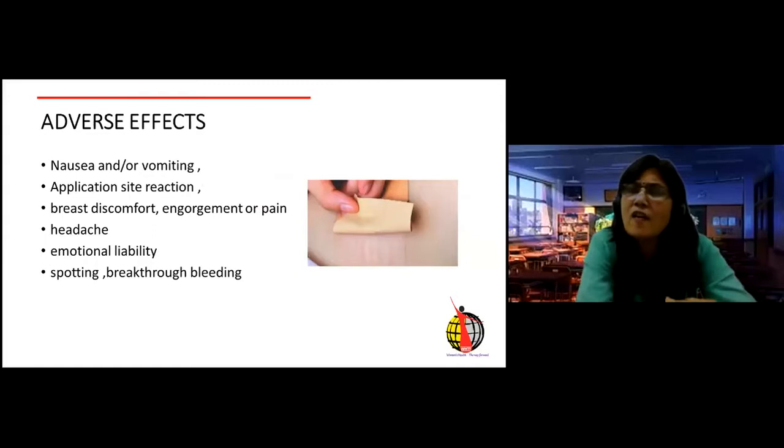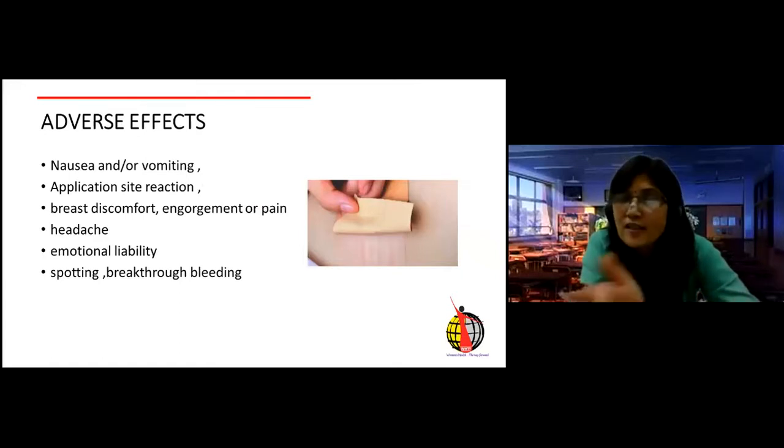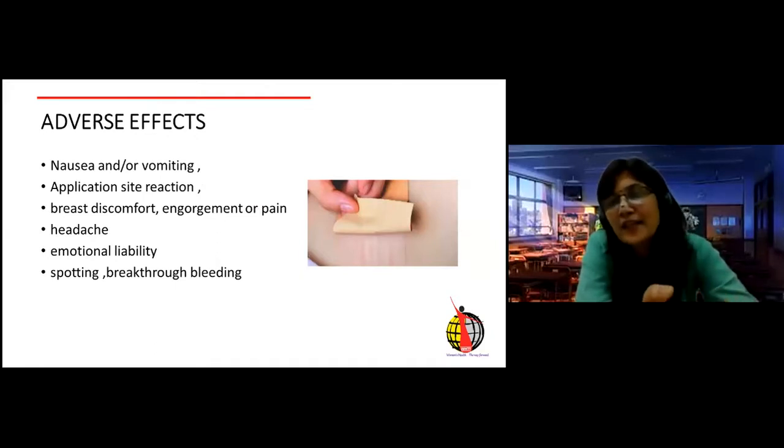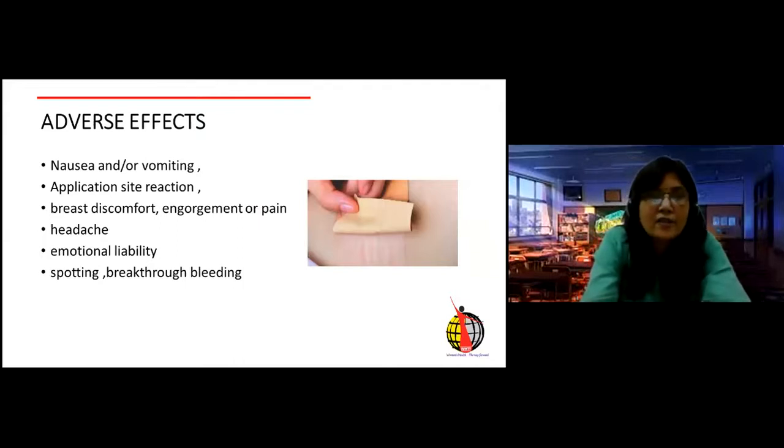Adverse effects of these patches and rings are all about progesterone, whatever we have learned prior. So there may be an application site reaction, like you can see redness, breast discomfort, engorgement, and pain. Of course, all these are associated with progesterone. Headaches, emotional lability, spotting, and breakthrough bleeding, as common with injectables. The same type of things can be seen with the ring. So that is about the adverse effects.